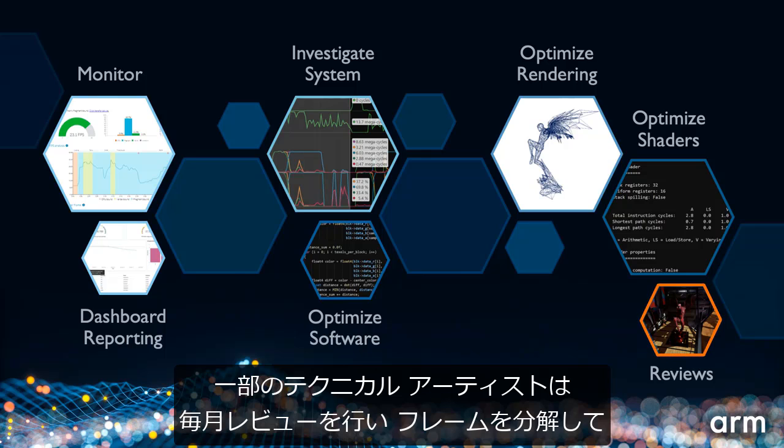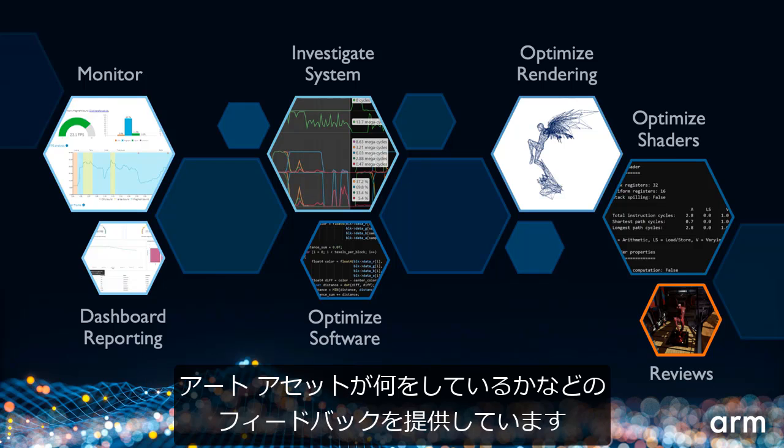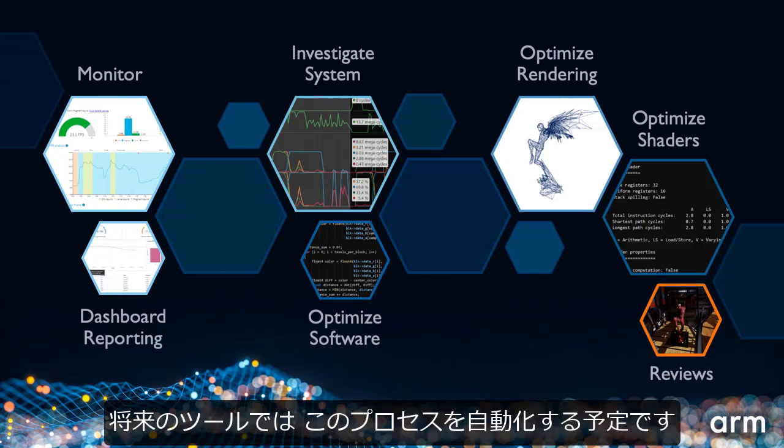Some technical artists also like to perform a monthly review, where they grab a few frames and do a teardown to report back to the team. This enables you to give feedback, such as how the game translates into render passes and draw calls, and what the art assets are doing. Future tooling will look at how to help automate this process, as this can be quite time-consuming for a small studio with multiple titles on the market.